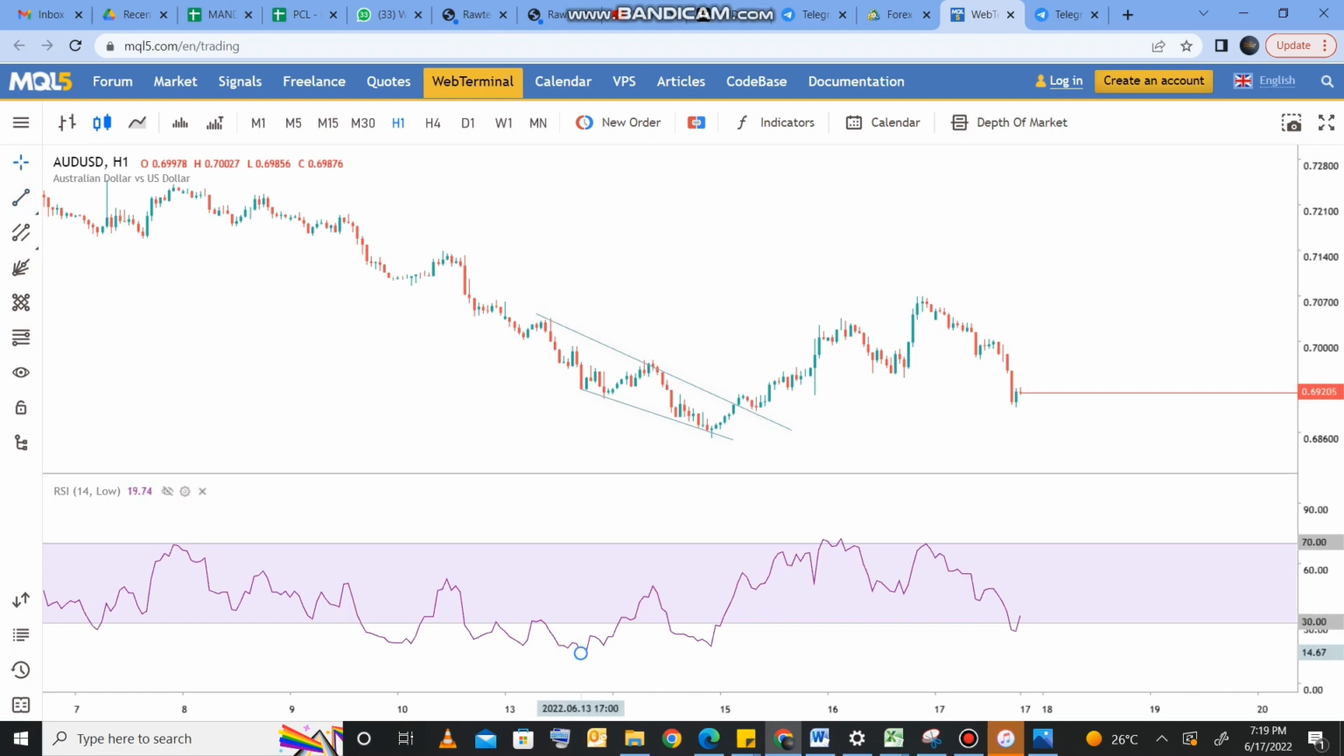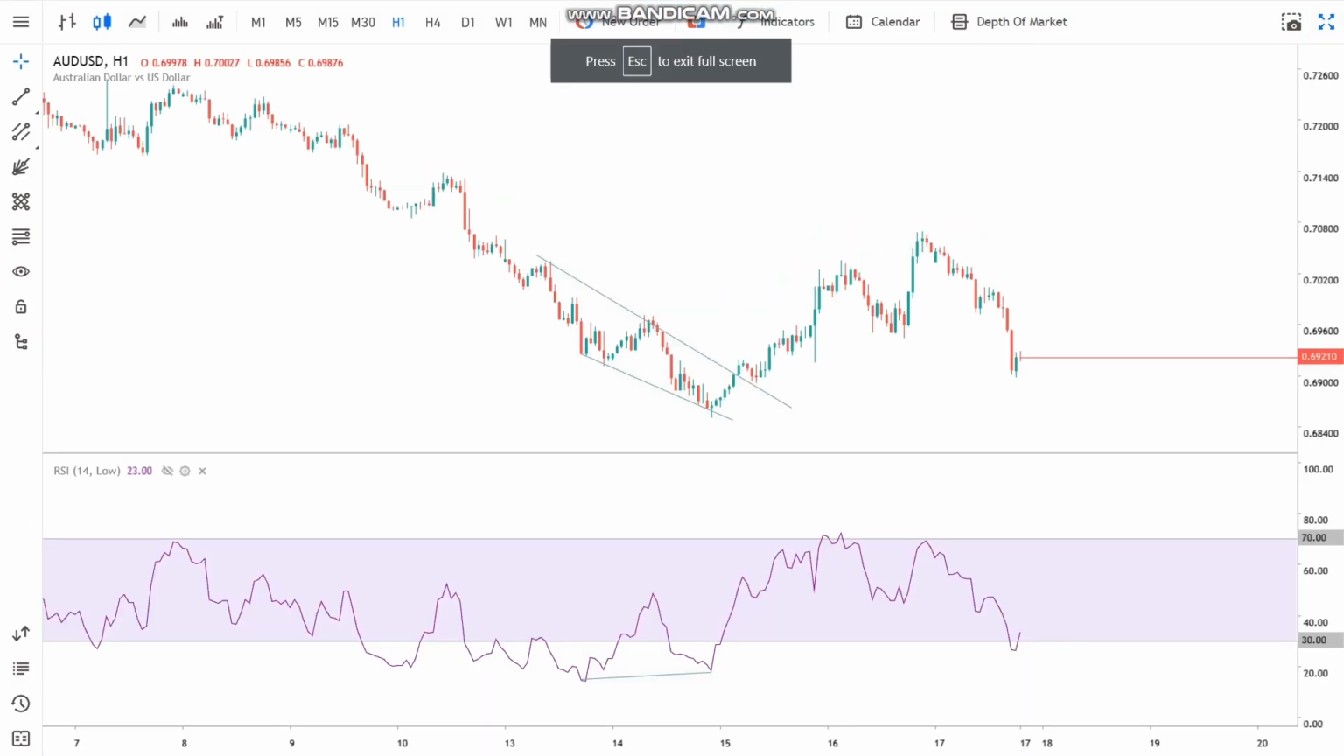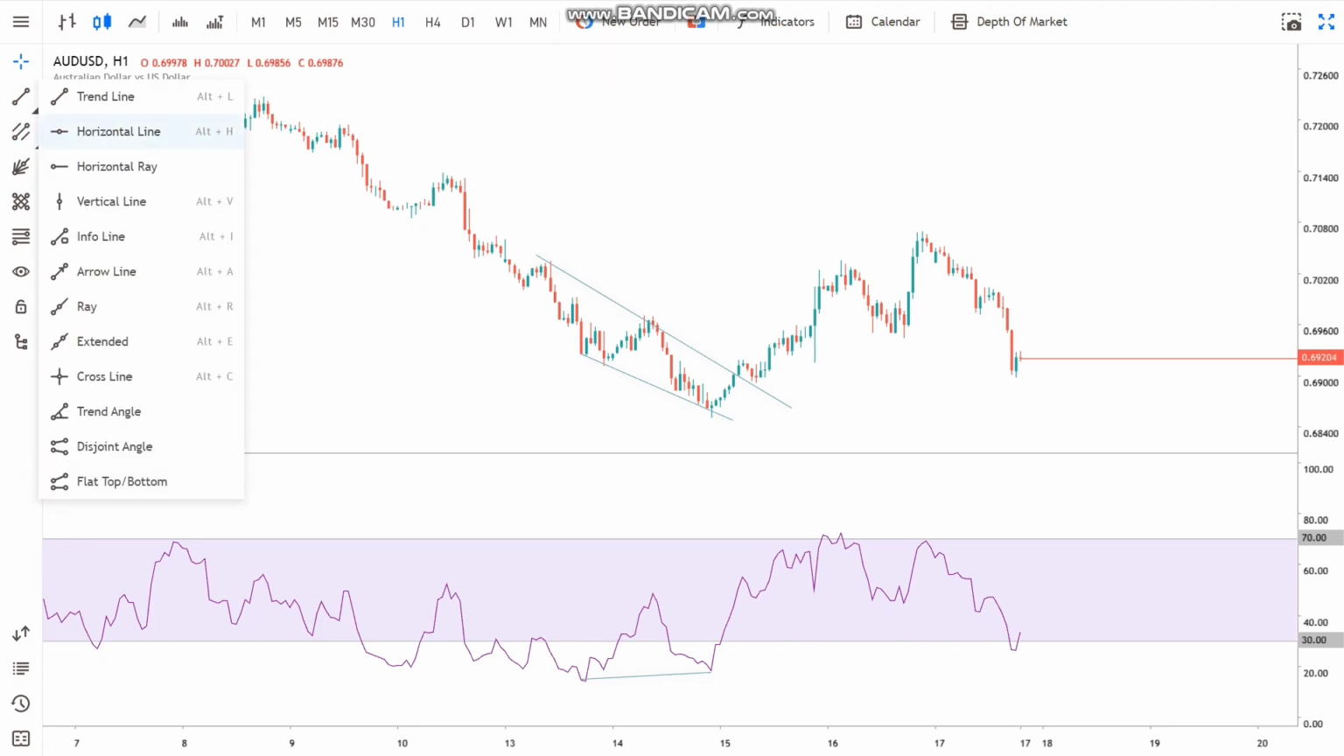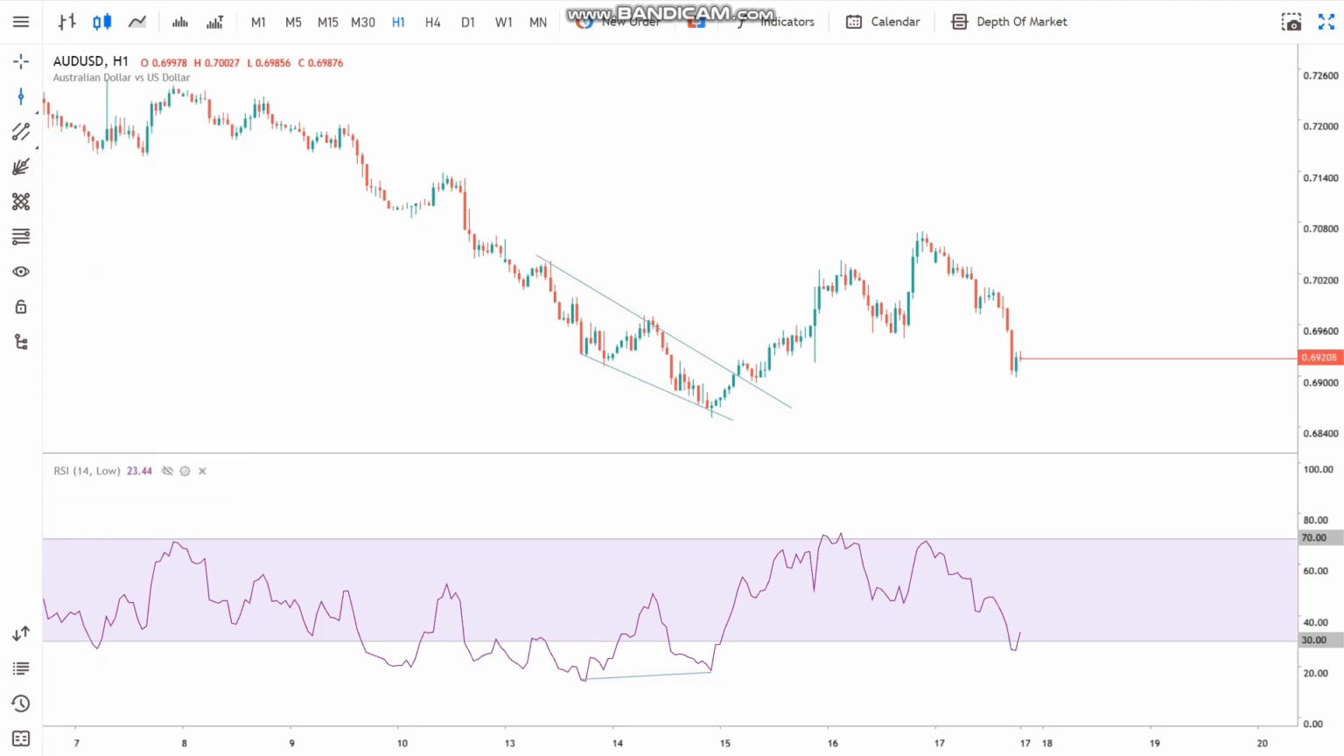We have divergency just up here. As you can see, we had divergency on our AUD USD. Again, when you want to see divergency, it has to be in the same zone. It has to happen at the same zone.